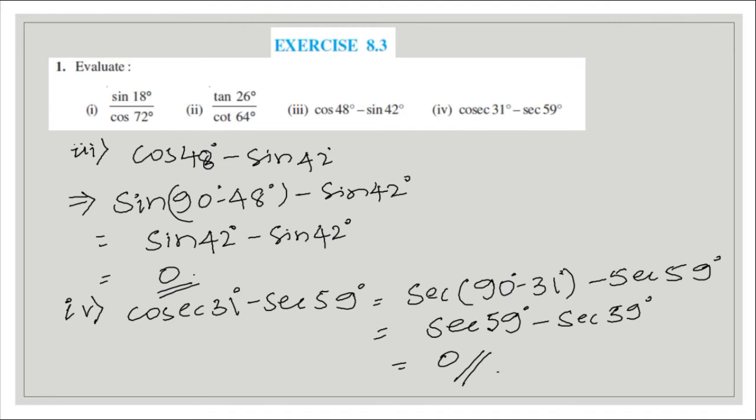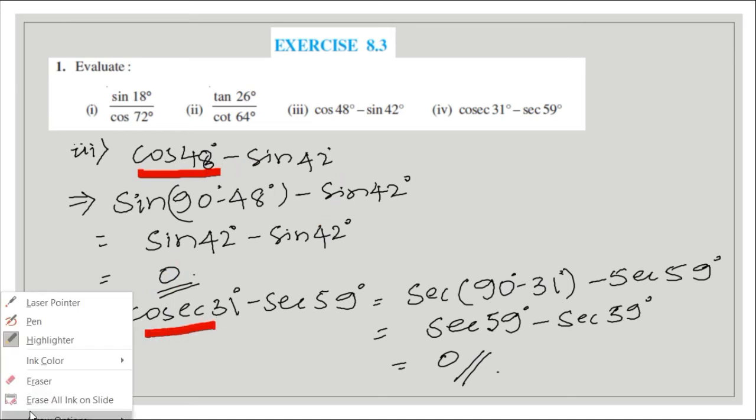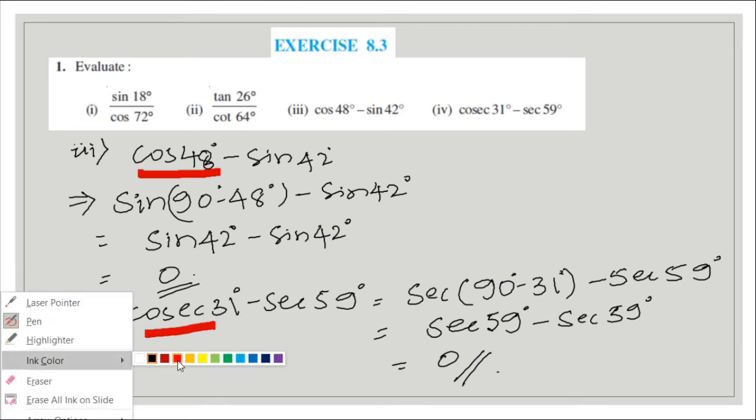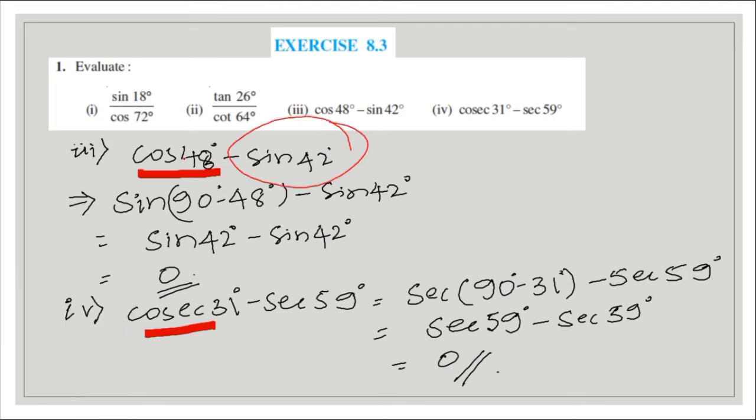Remember, there is no rule that only the first one should be changed. There is no such rule. You can use the complementary relation with respect to the sine here, secant. Still the result is going to be the same. We get the same result whether you convert the first one or the second one.